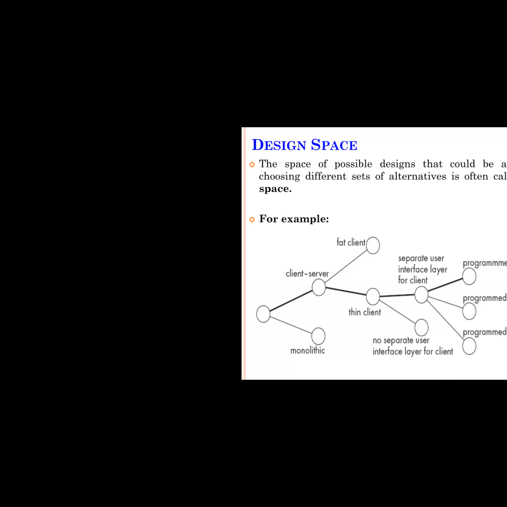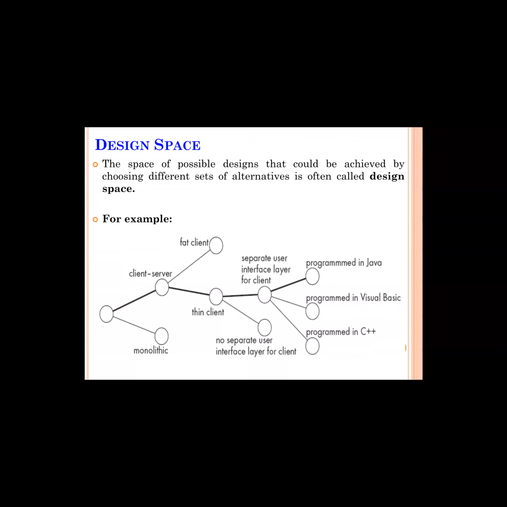If you take the design space, they have given a diagrammatic representation of it. The possible designs that can be achieved by choosing different sets of alternatives are often called the design space. So here the design space is the framework. Whatever work or research you are doing, you cannot do the research for the entire world or the entire country. You have to fix your target audience and your own boundary, subject to the constraints and conditions.